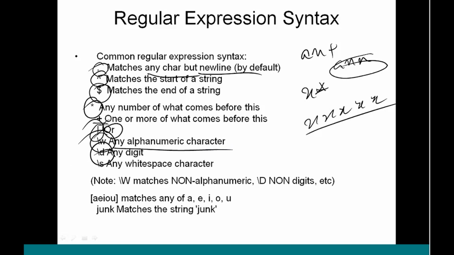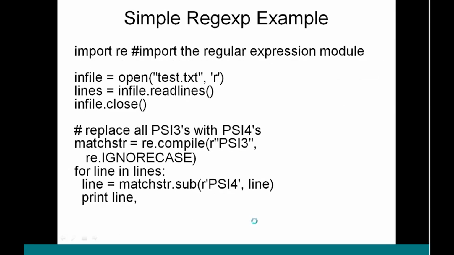And then if you specify it in square brackets, basically a-e-i-o-u, it matches any of a, e, i, o, or u. So any of those letters it can match. But if you don't specify the square brackets, it exactly matches that string, which is junk.